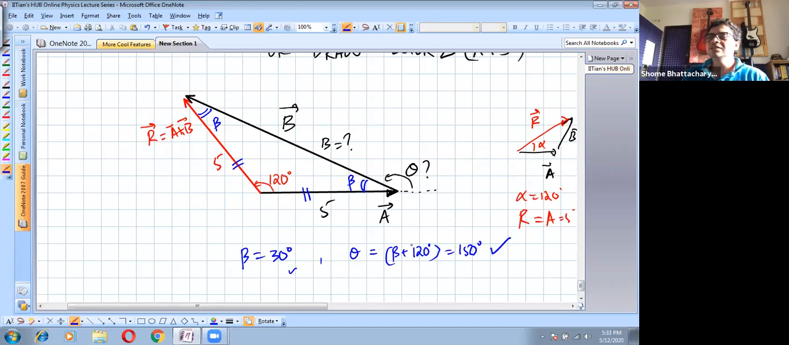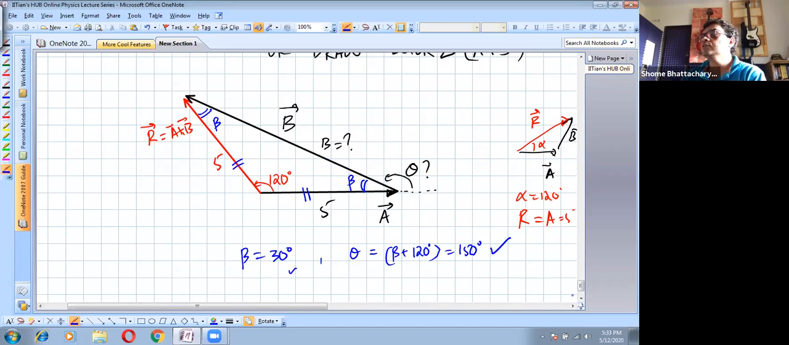Now we know this. So just by using that trick, I've not used any formula, I've just used the trick, and the angle theta is becoming 150 degrees. And once the angle theta is 150, now I can apply the triangle law formula to this, and I can find out how much the magnitude of B is.